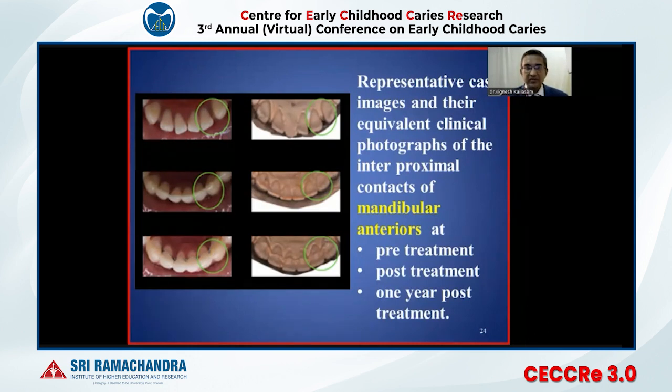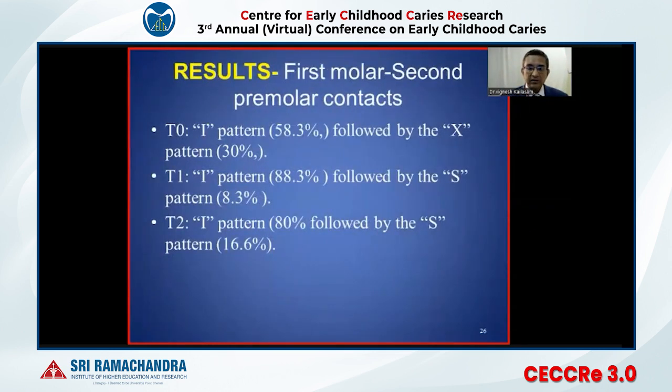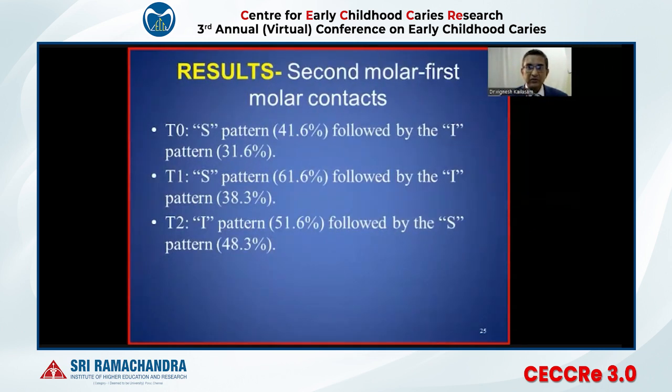So these are all representative images from about 30 patients who were followed up at 3 time points. The results showed that for the second molar, first molar contacts, the S pattern was the greatest at pre-treatment, and changed to the I pattern at the end of treatment, which was maintained at 1 year, showing that the I pattern was a little more stable.